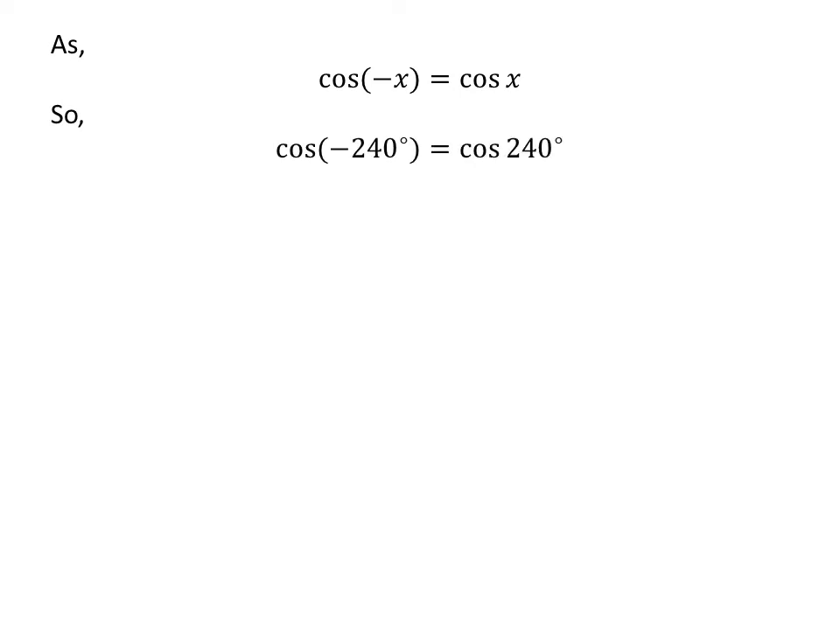Let us apply the above identity for cosine of minus 240 degree. Here x is 240 degree. So cosine of minus 240 degree is equal to cosine of 240 degree.